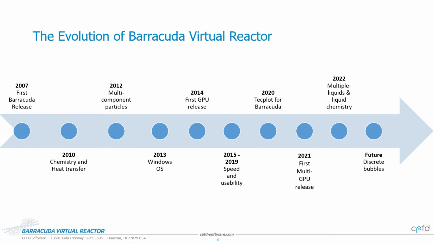So this is a timeline here of Barracuda development. I think many have seen this before, but for those that are new, Barracuda proper was first released in 2007, and over the years added chemistry, heat transfer, multi-component particles was a big deal, eventually expanded to Windows operating system, and then in 2014 was the first GPU release.